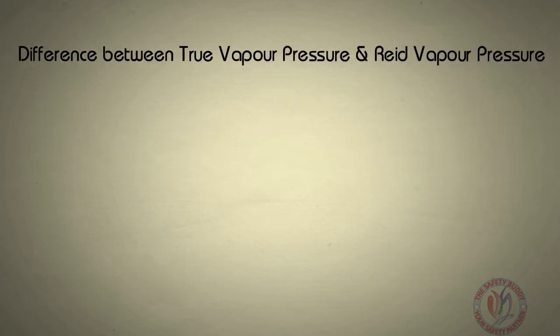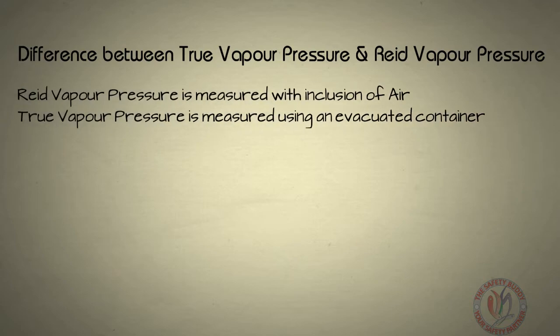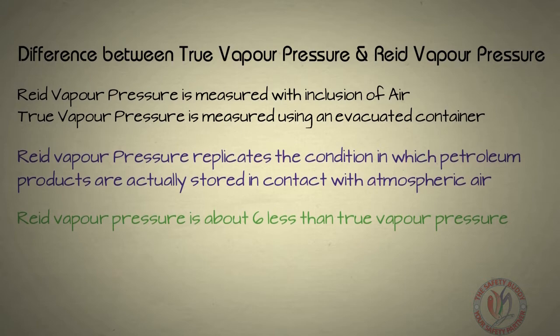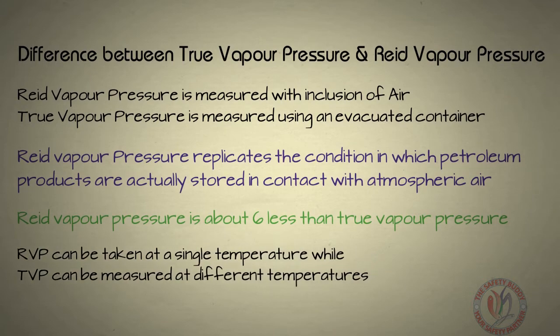Firstly, Reid vapor pressure is measured with inclusion of air. True vapor pressure is measured using an evacuated container. Secondly, Reid vapor pressure replicates the condition in which petroleum products are actually stored in contact with atmospheric air. Thirdly, Reid vapor pressure is about 6% less than true vapor pressure. Fourthly, RVP can be taken at a single temperature while TVP can be measured at different temperatures.